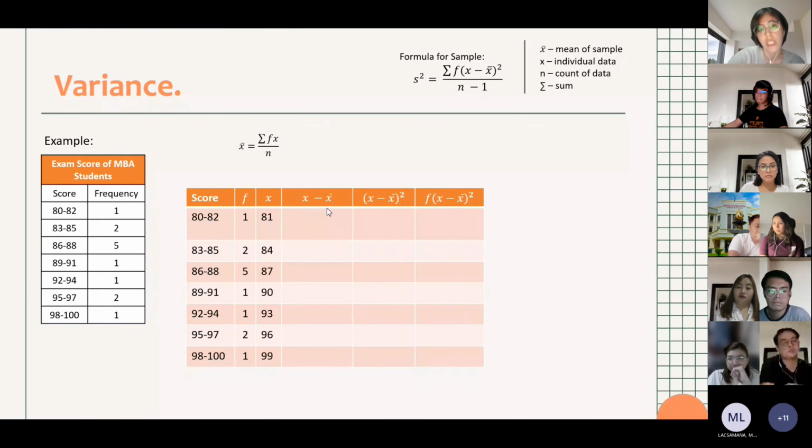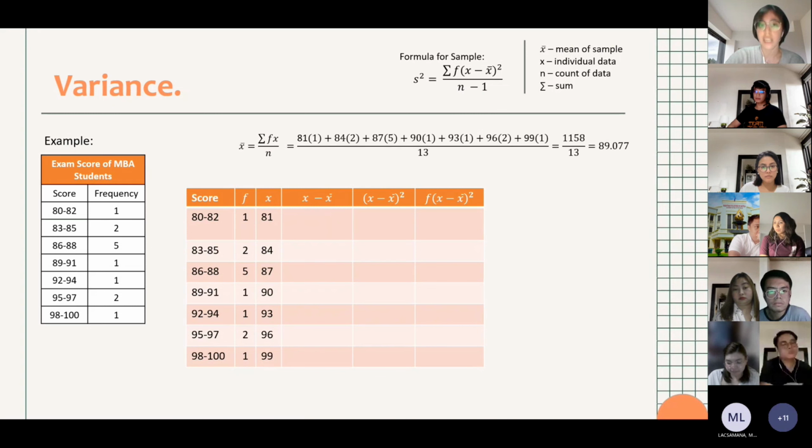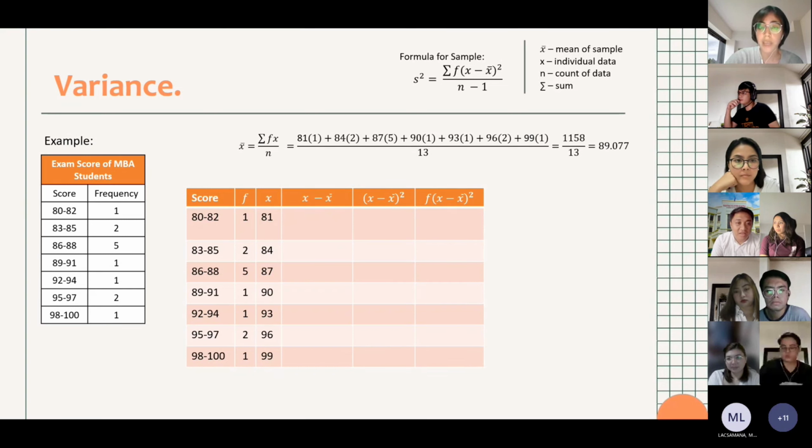So before we proceed to the fourth column, kukunin natin si mean. Kailangan na natin siya. So kailangan makuha natin si mean, which is for the mean, yan. For 81 times 1 plus 84 times 2 and so on and so forth, all divided by 13. Si n natin is yung summation of f. Yung 1 plus 2 plus 5 plus 1 plus 1 plus 2 plus 1. So it equals to 13.